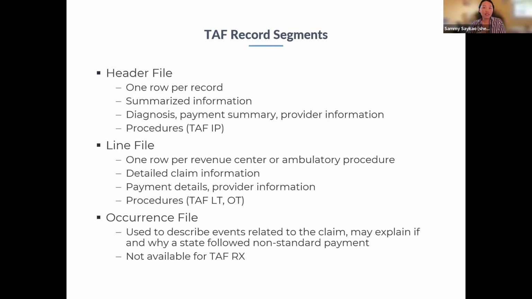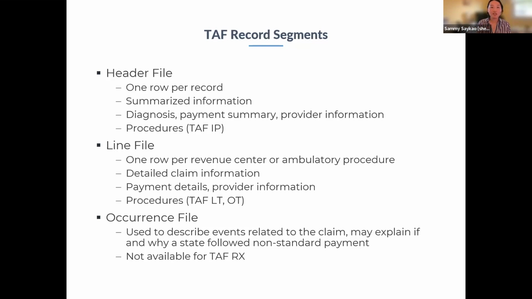The line file is your detail file. So it'll be 1 row per revenue center or ambulatory procedure. This is the detailed information. So if you're working in TAF long-term care or other services, your procedures will be here, and it will say per procedure, this is how much was covered, so on and so forth.